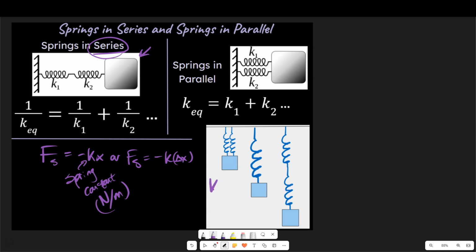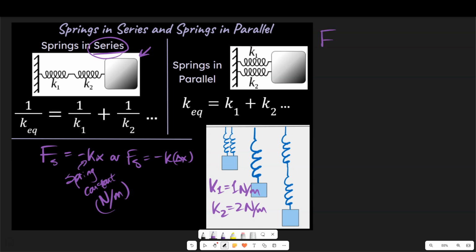Okay, so let's work with some values here. Let's just say K1 is going to be equal to 1 newton per meter, and K2 is going to be equal to 2 newtons per meter, and see what happens with this. And we could say a question like, if you have a force of 10 newtons and you have these two springs either in parallel or in series, what is the displacement that's going to happen?